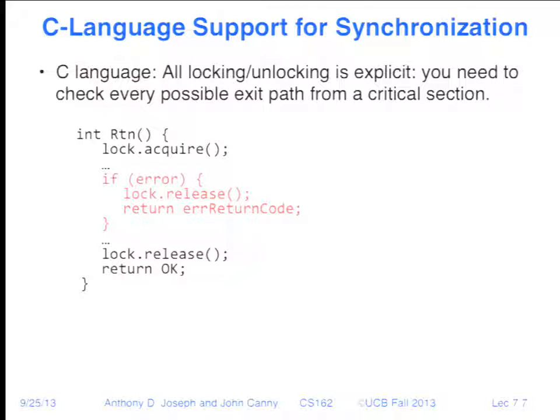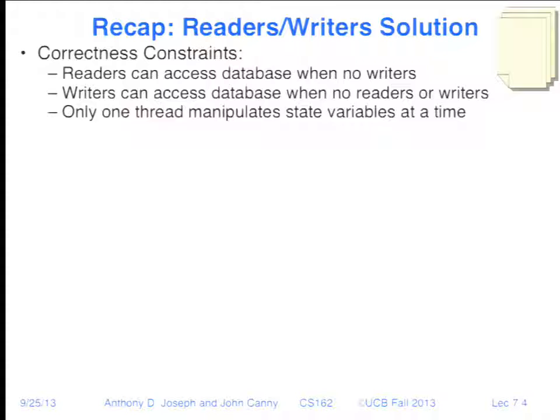Many readers at the same time and only one writer. So the correctness constraints were readers can access the database when there are no writers. Writers can access when there's neither reader nor writer. And only one thread should be manipulating the state variables, whether they're a reader or writer.